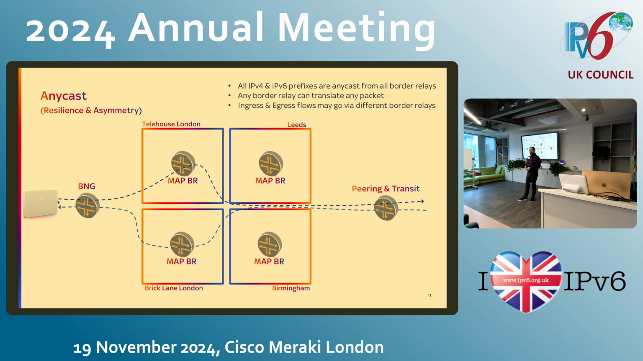Because MAP-T is stateless and doesn't need to keep track of all the flows and signal them between different devices, we can use anycast for resiliency. So we will anycast the v6 prefixes southbound towards the subscribers to the BNGs, and we'll anycast the v4 prefixes northbound to peering transit, CDNs, the internet. And so flows can be asymmetric and go via any or all of these border relays, and it doesn't matter.